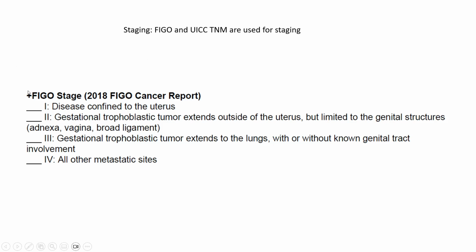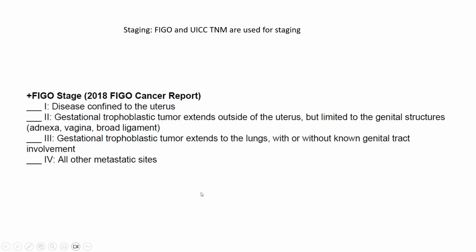That's the FIGO staging. In the FIGO staging, we have four stages. Stage 1 is when the tumor is confined to the uterus. Stage 2 is when the gestational trophoblastic tumor extends outside the uterus but is still limited to the genital structures. Stage 3 is when the trophoblastic tumor extends to the lungs, with or without known genital tract involvement. And Stage 4 includes all the other metastatic sites.